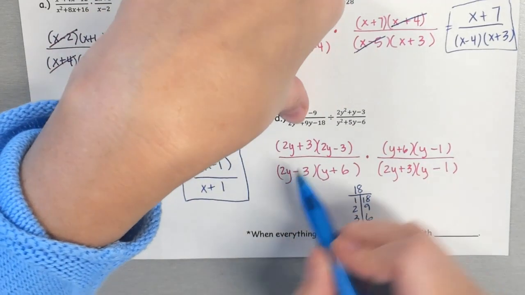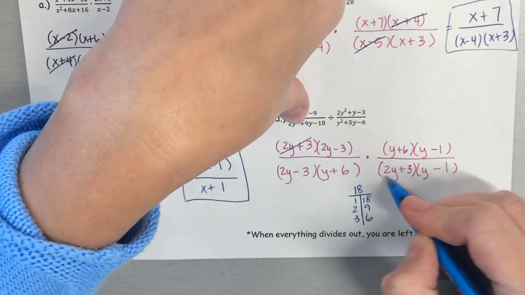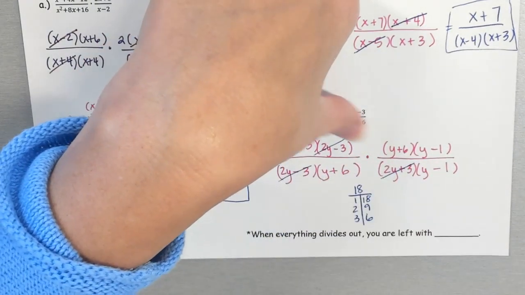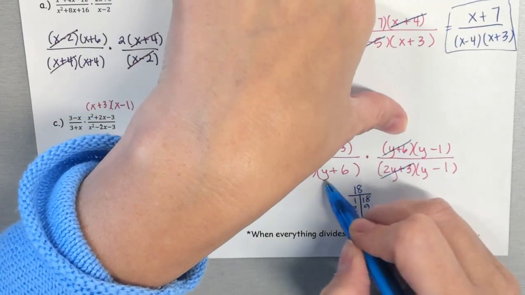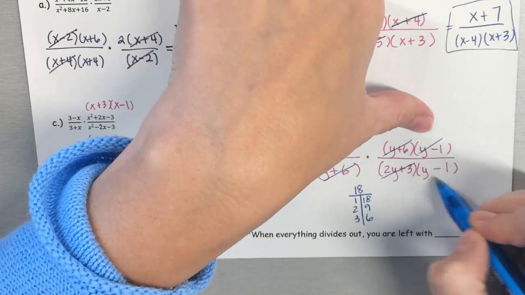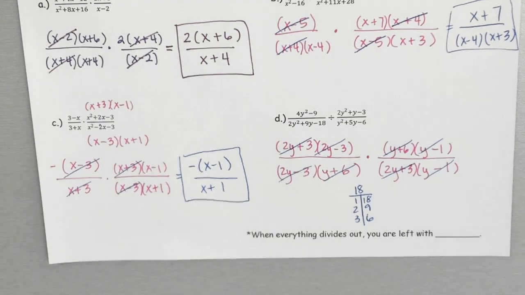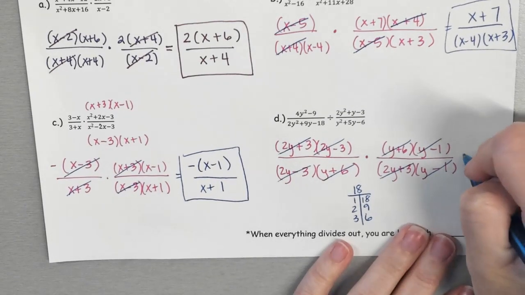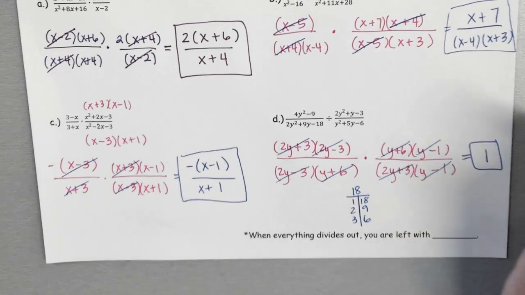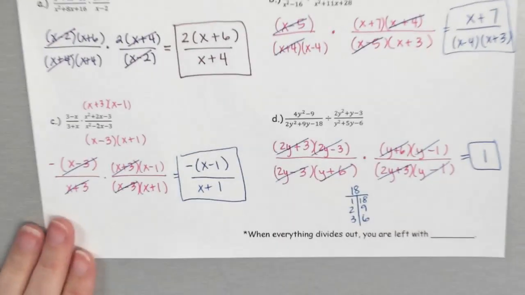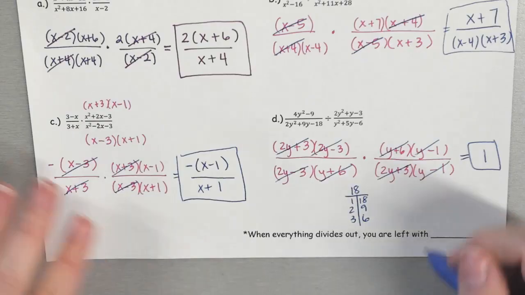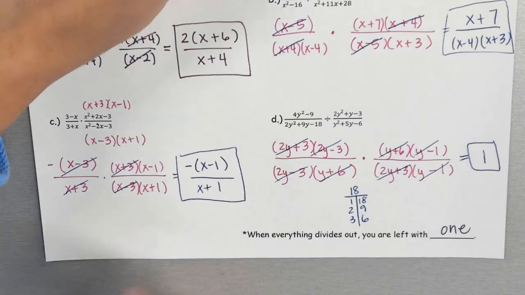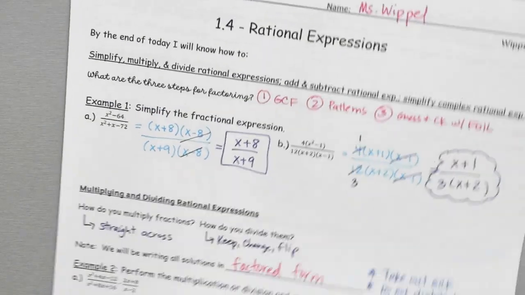So again, I like to start here. So 2y plus 3, yes, I have that. 2y minus 3, yep, that's going to cancel. y plus 6, that's going to cancel. And then y minus 1, that's going to cancel. So guess what your answer is? It is 1, because when you divide it, it's going to be 1. Okay, so when everything divides out, you are just left with 1. All right, nice work.